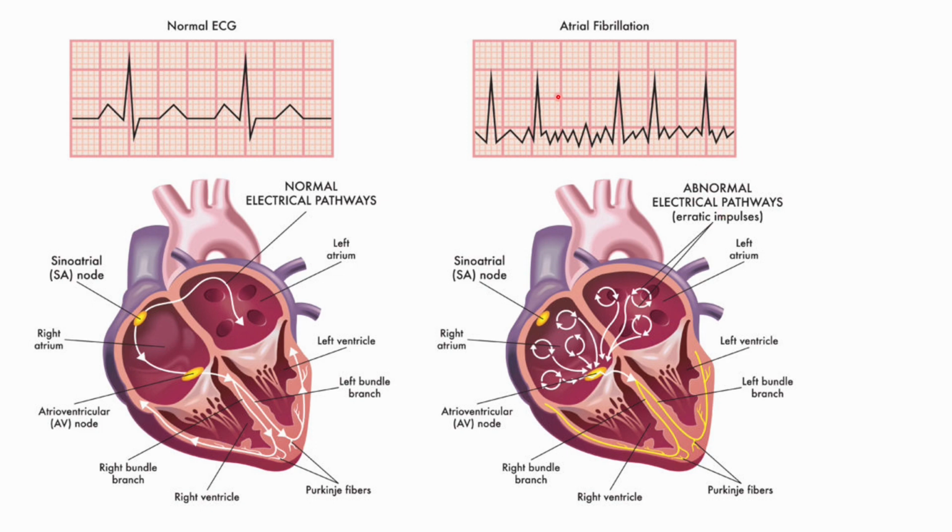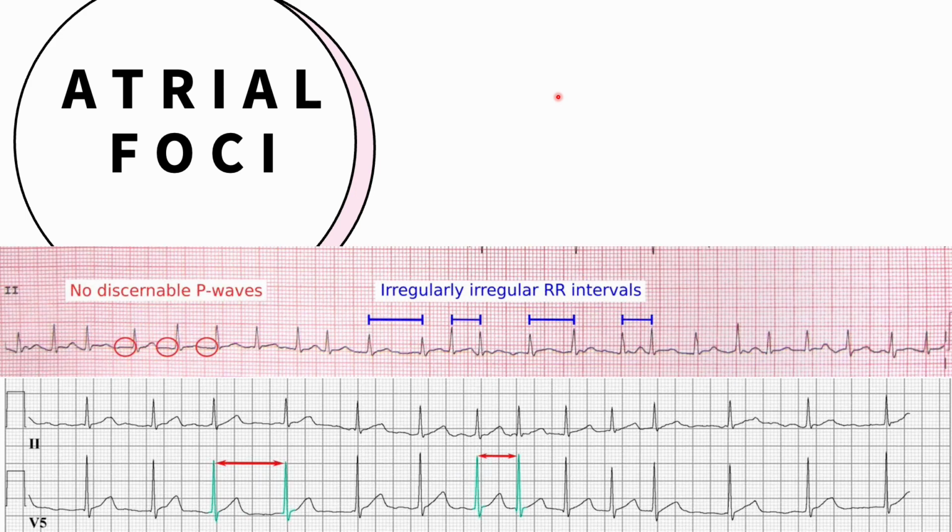And therefore the heart rate will be irregular. So here is an example of findings of atrial fibrillation. You can see here that the heart rate is irregular and we cannot see P waves.